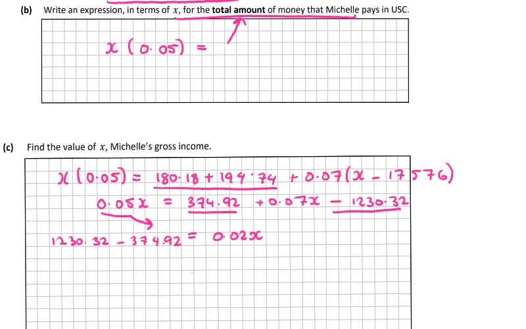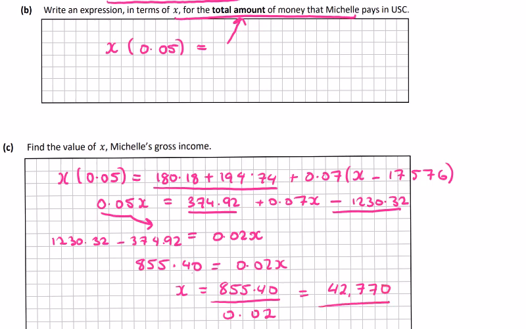Probably a tricky enough question here for higher level, but if you got this right, you're going to be on the top grade levels. 855.40 is on the left, 0.02x is on the right, so her income is going to be this 855.40 multiplied by 50 or divided by 0.02, and that gives 42,770 for her gross income.